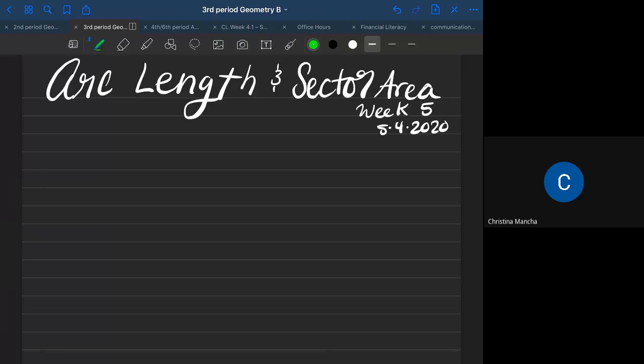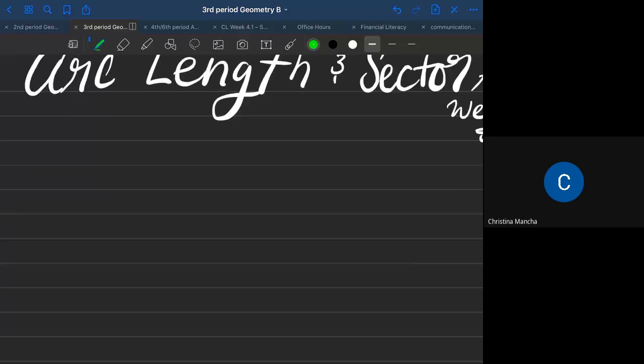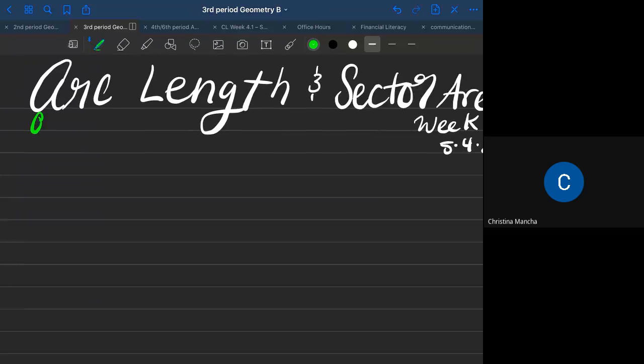Last week we looked at arcs and central angles. This week we're going to be looking at arc length and sector areas. Let's go ahead and start with our objective for this week.